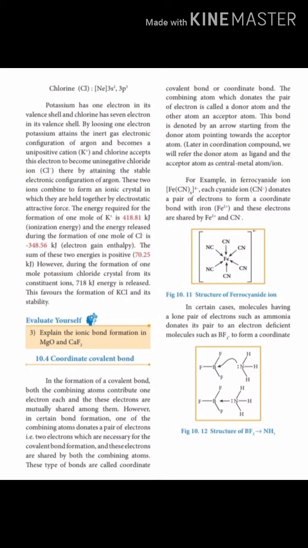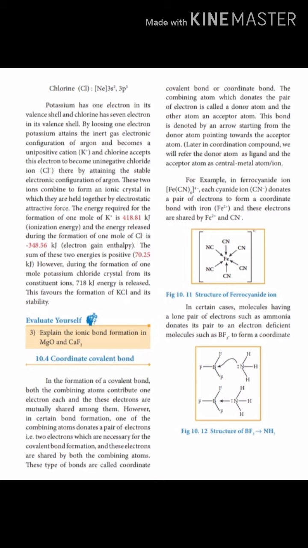The energy required for the formation of 1 mole of potassium ions is 418.81 kJ, and the energy released during the formation of 1 mole of chloride ions is minus 348.56 kJ. However, during the formation of 1 mole of potassium chloride crystal from its constituent ions, 718 kJ of energy is released. This favors the formation of potassium chloride and its stability.